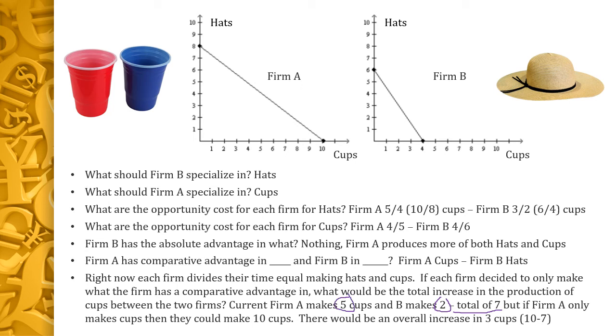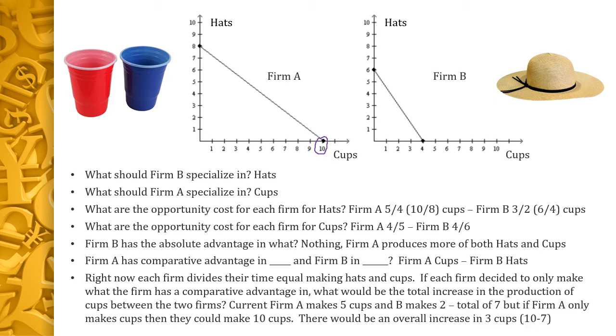And so if we've got firm A making cups, they're going to make 10 cups, because you see, they can make 10 cups if they only make cups. So we've got a difference of 10 minus 7. The increase in overall production would be 3. Now, again, they're going to give you some of this information, but they may not give you all the information, so you have to look it up on the charts.